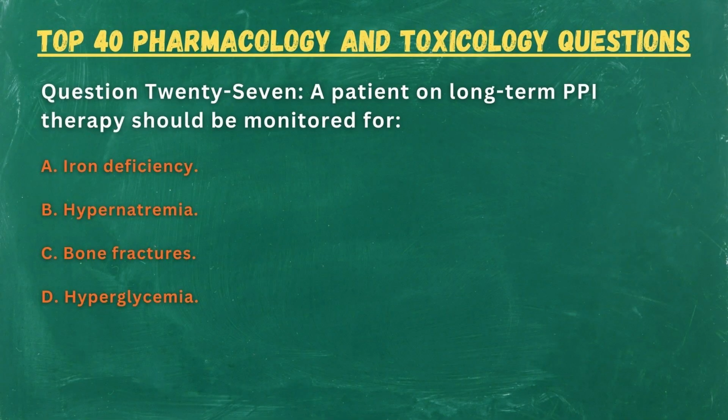Answer: B. Blood pressure. Question 27. A patient on long-term PPI therapy should be monitored for A. Iron deficiency. B. Hypernatremia. C. Bone fractures. D. Hyperglycemia.